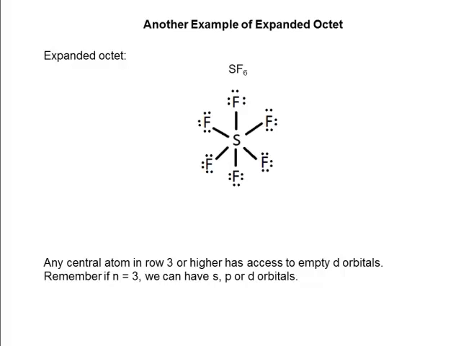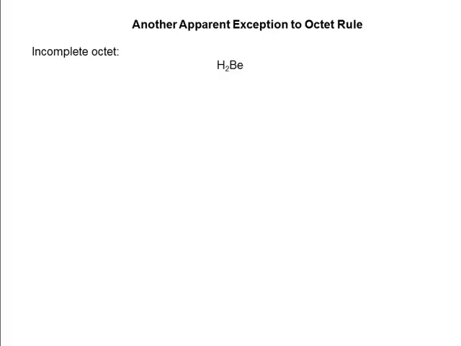Now, to go along with these exceptions to the octet, we've also got something called an incomplete octet. With H2Be, the structure is just Be bonded to 2 hydrogens. That compound can be formed, but beryllium only has 4 electrons around it. Okay, that's why it's called an incomplete octet. It hasn't gotten up to 8. Mainly, I've run out of electrons. I can't get up to 8 electrons in this compound. There's no way I can do it. I don't have enough electrons, so the most I can have is 2 bonds.